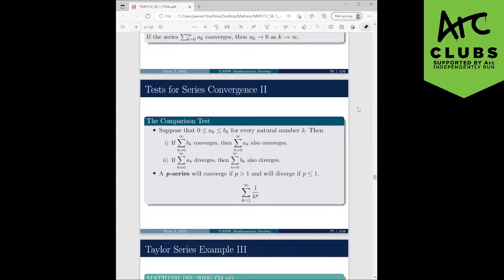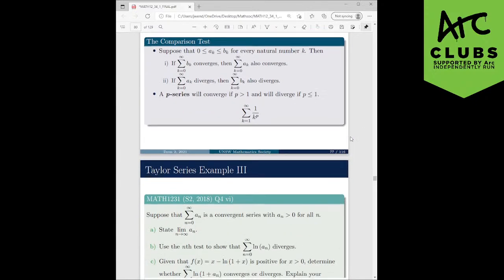You also have a p-series test, where it's a pretty specific sequence, but you'd be surprised how often you come across it. If you have 1 over k to the power of p, and you're trying to sum this infinite series, it will converge if p is bigger than 1, and it will diverge if p is less than or equal to 1. All you have to do is examine the p. So it's a very fast test. It's a very selective test. It only works for this series, but it's very powerful if you ever get a question on that.